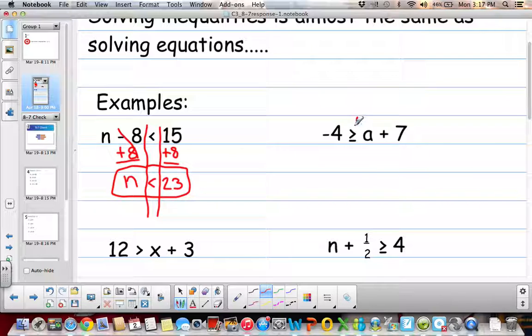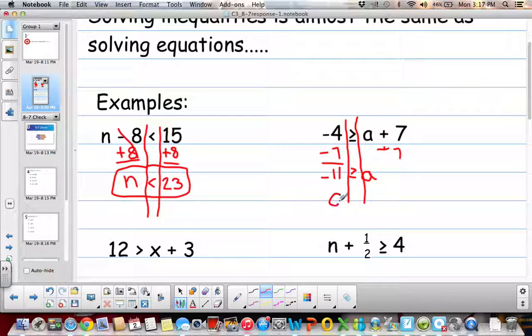Okay, if we have negative 4 is greater than or equal to a plus 7, make my tracks here. I can see my variable is on the right side, which is a, so we want to get a alone, so we need to get rid of 7. So we're adding 7, so we're going to subtract 7 on both sides. Negative 4 minus 7 is negative 11. Bring down the sign. Negative 11 is greater than or equal to a.